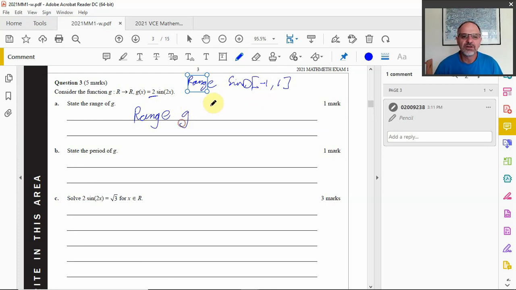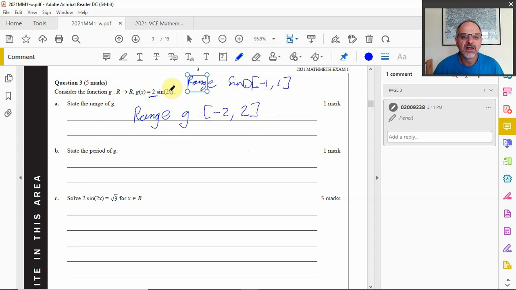So the range of g is -2 to 2. All right, 1 mark, and that's all we need. All right, the next is the period.